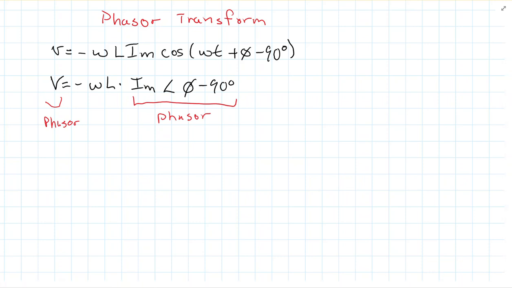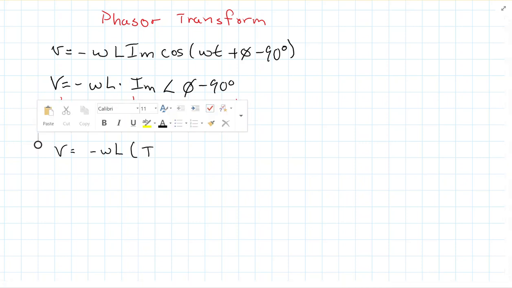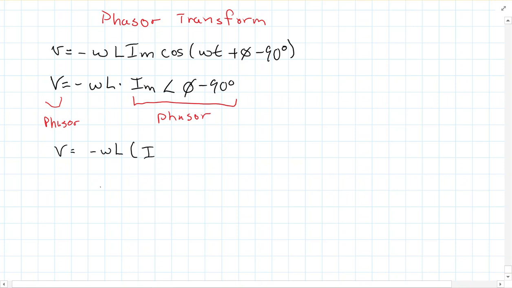Well, we have to do a little bit more manipulation here because this isn't a very friendly form for us. And doing a little bit of manipulation, we can rewrite this as V is equal to negative omega L Im e to the j times phi minus 90 degrees. Remember, that's another way we can write this here. I don't like that phi there. Let me redraw it.